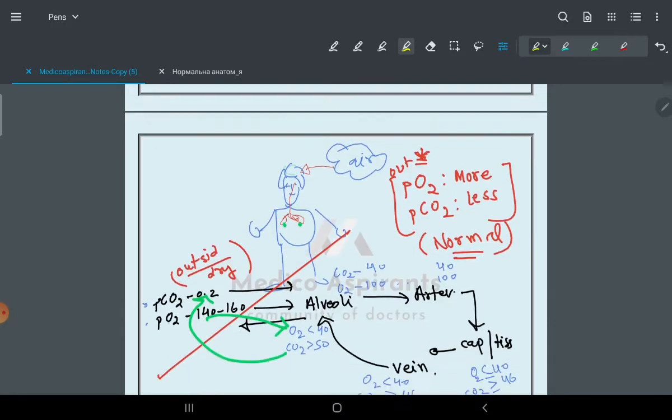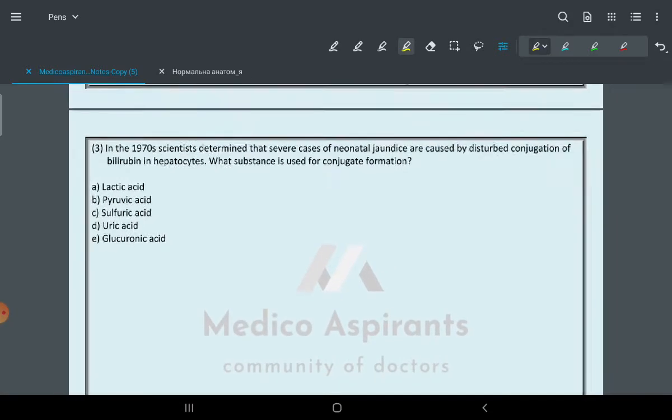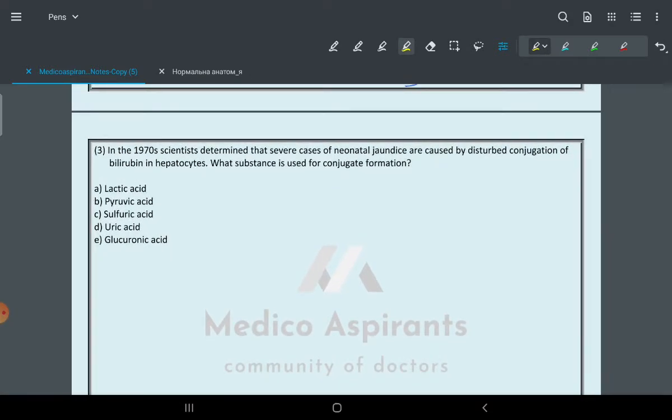Next question says, in 1970, scientists determined severe cases of neonatal jaundice caused by disturbed conjugation of bilirubin in hepatocyte. What substance is used to conjugate formation? Now look, first let's see the option section. Conjugate formation, it is talking about. Now what is the basic thing which you should know?